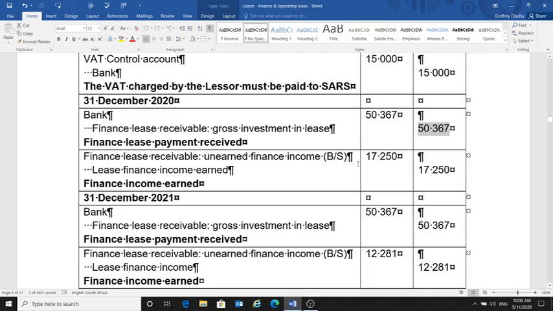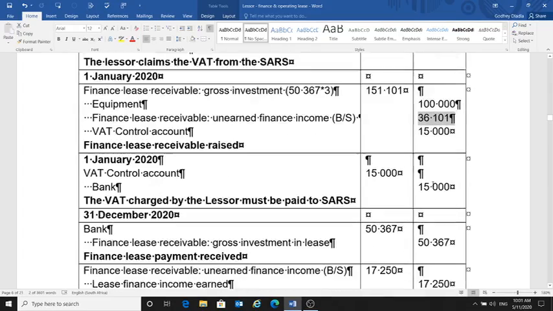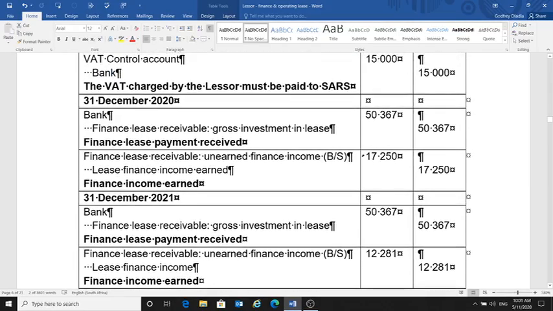Now, remember I said interest, you're going to earn it over a period of time. Now, it's the end of 2020, so we must earn interest for the first year. You see, we are debiting the 17,250 against this account that is called unearned in the balance sheet. So you're debiting against this 36 here. So this 36 is going to decrease now. It's sitting as a credit in the balance sheet. As you earn, you debit. So it's decreasing because this income has been earned now.